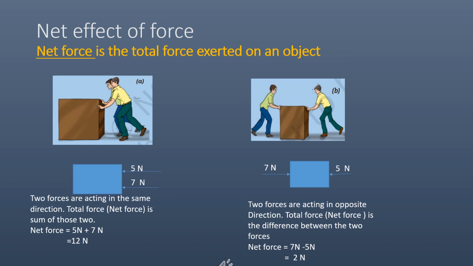Now in the second figure, two boys are pushing a box from opposite directions. So the net force will be the difference between those two. If two forces are acting in opposite directions, the net force is the difference between the two forces. Here 7 Newton force and 5 Newton force are acting in opposite directions. Therefore, the net force will be 7 minus 5 equals 2 Newton.